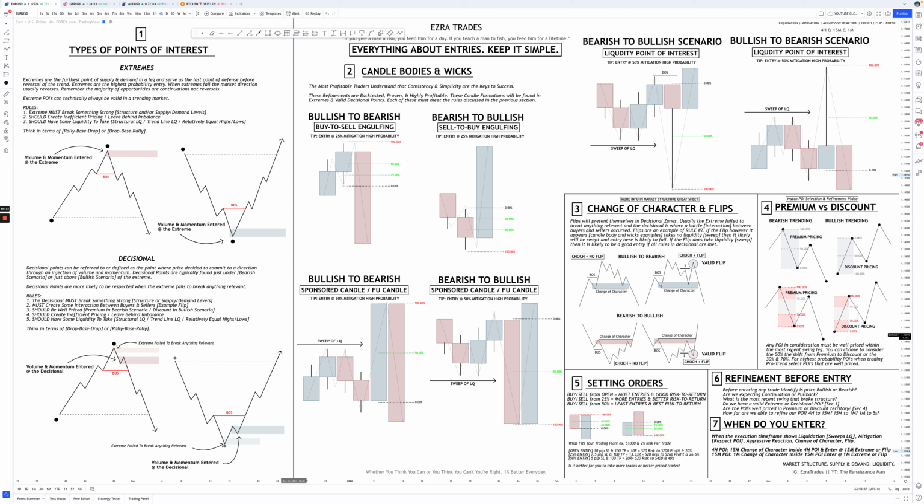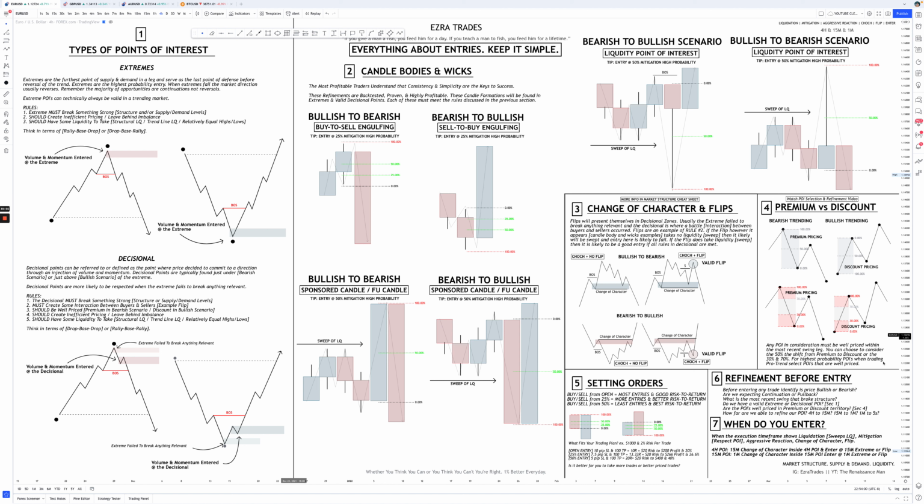Now, let's go over this. Any POI in consideration must be well priced within the most recent swing leg. You can choose to consider the 50% shift from premium to discount, or the 30% and the 70%. For highest probability POIs when trading pro trend, select POIs that are well priced.